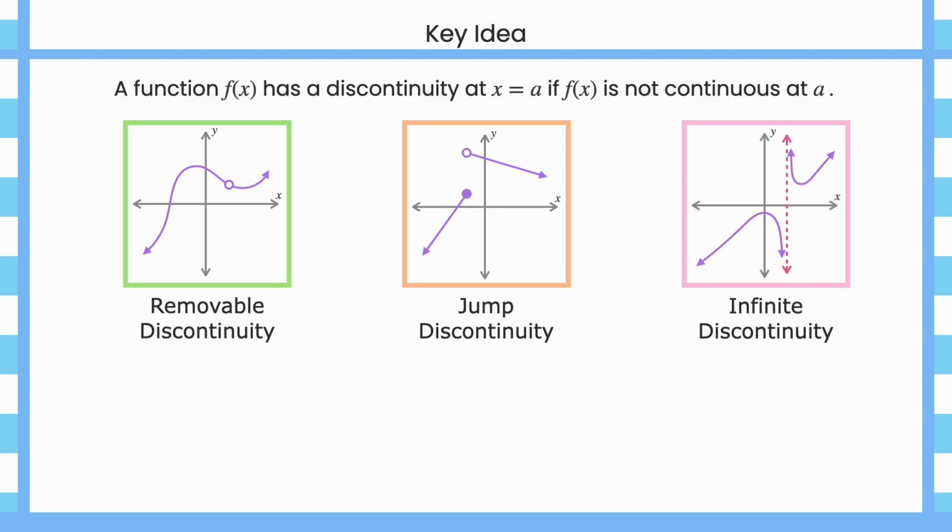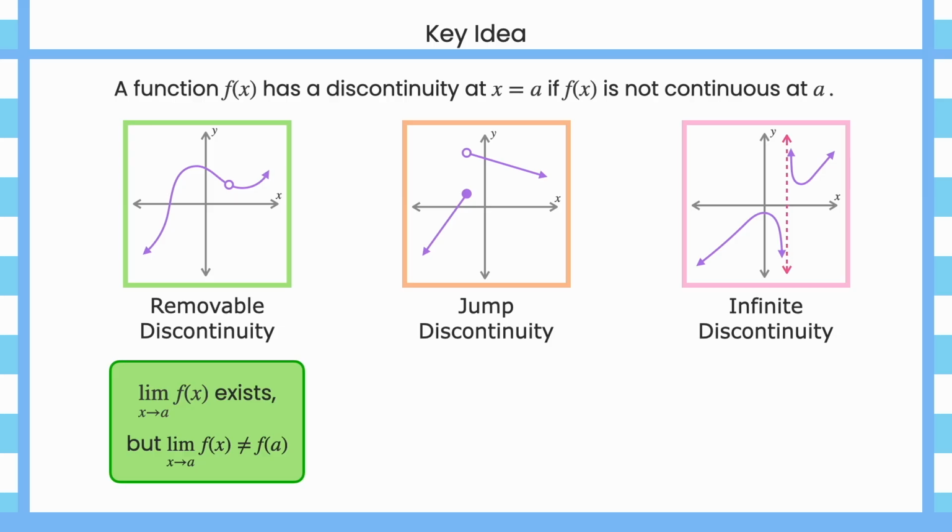A removable discontinuity looks like a hole in the function. This happens when the limit exists, which means the function is approaching the same value from both sides, but the function's value at that point isn't equal to the limit.